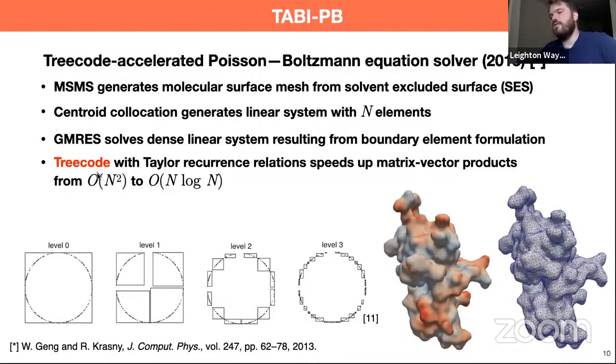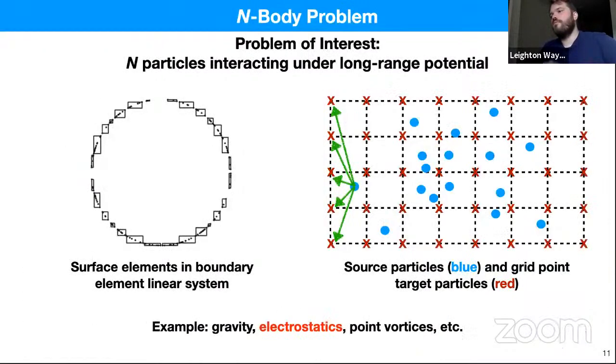those approximations were done. So now I'm going to spend briefly some time overviewing tree codes before I get into what we're doing now. So the core idea of tree codes and fast summation methods is essentially finding ways to solve the n-body problem faster. So we have n particles interacting under a long-range potential. Of course, we have what I just showed previously, like our little surface mesh, where we have each one of these n particles interacting under some potential with these other n particles representing the surface of our biomolecule.